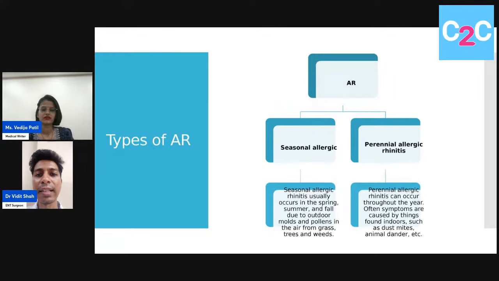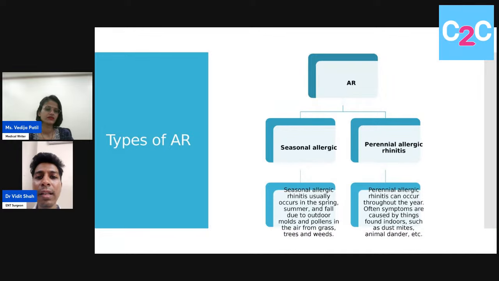So, types of allergic rhinitis. There are two types of allergic rhinitis overall which we see in patients: seasonal allergic rhinitis and perennial allergic rhinitis. Seasonal allergic rhinitis usually occurs in the spring, summer, and fall due to outdoor molds and pollens in the air from grass, trees, and weeds. And perennial allergic rhinitis can occur throughout the year. Often symptoms are caused by things found indoors, such as dust mites and animal dander.